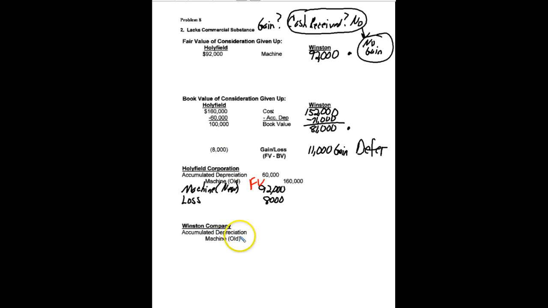Okay, let's go on to Winston. Again, we want to get rid of its book value, the $152 and $71. Now we have a gain which we will defer. So when we go to record the new machine, Winston's going to get this machine from Holyfield, this $92,000 machine. We're not going to put $92,000 here. I'm actually just going to plug it to make it balance.